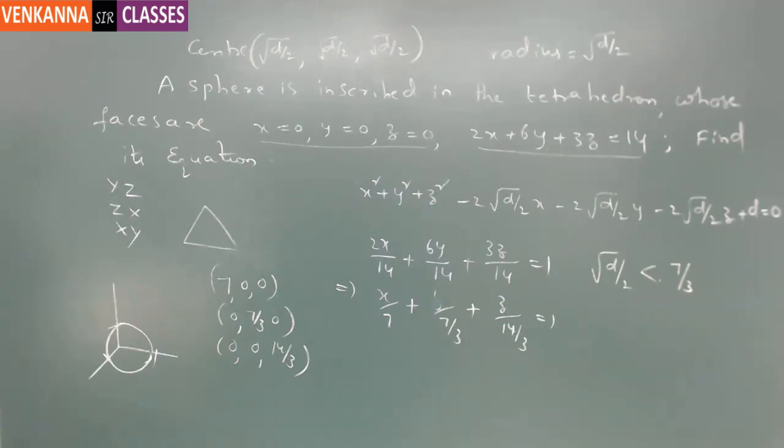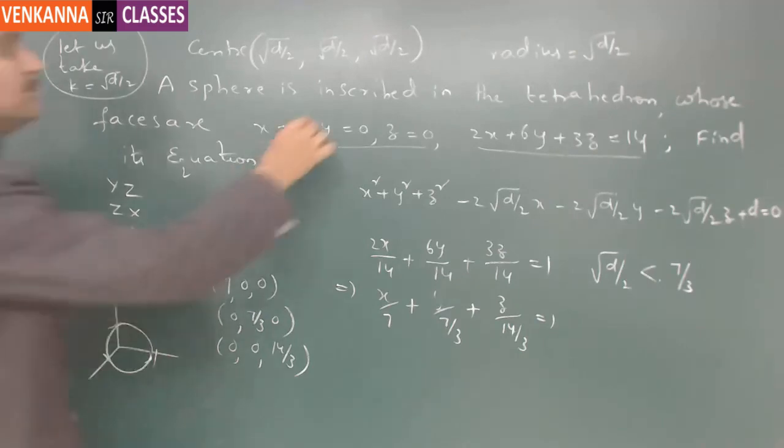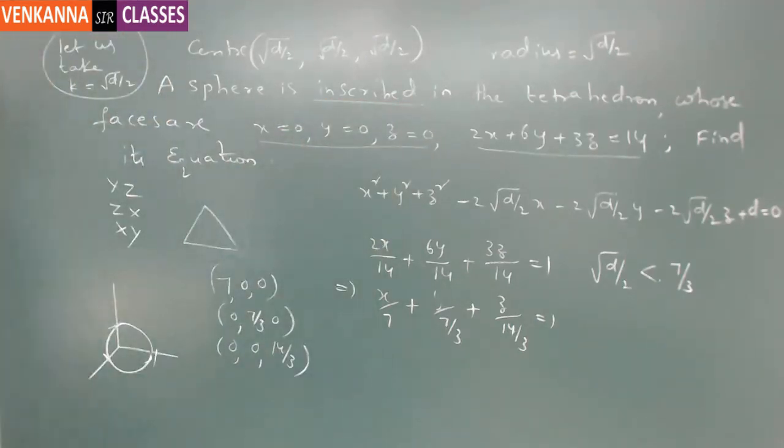In order to simplify, let us take a symbol, k is equal to root of d by 2 for our convenience. Now, since the sphere is inscribed, it is touching the faces of the tetrahedron. So it will touch xy plane, yz plane, zx plane, and also this plane.